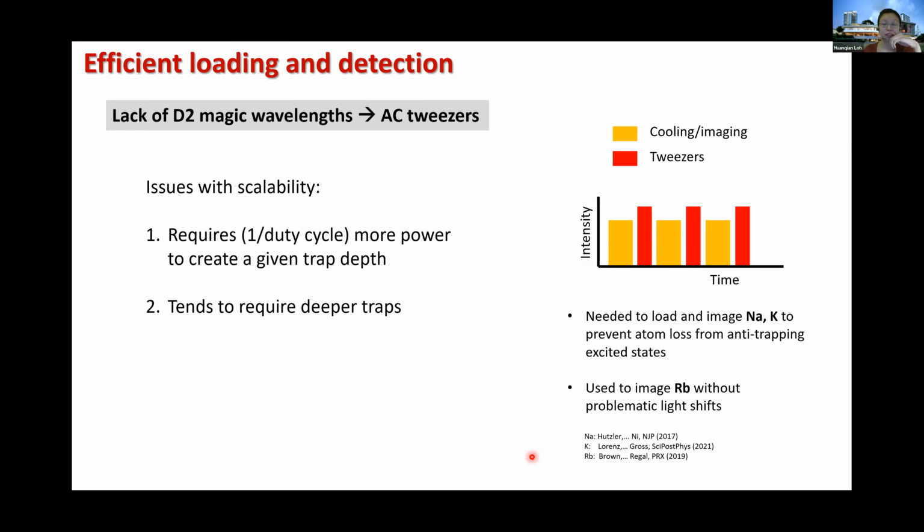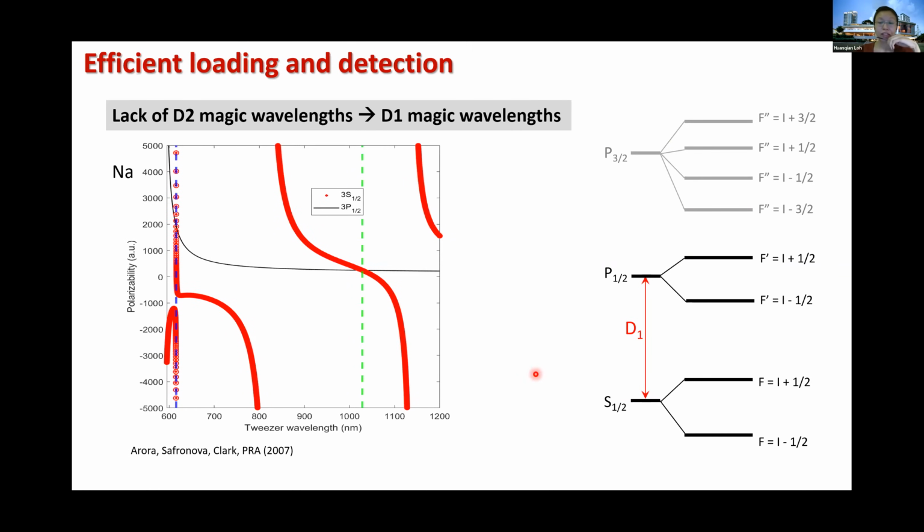So the AC tweezers present a nice solution to the lack of the D2 magic wavelengths, but there are some issues with scalability. So firstly, in order to create a given trap depth, you require more tweezer power. In fact, it's about 1 over the duty cycle, so roughly 3 times more tweezer power. And secondly, when you use AC tweezers on the D2 line, you actually tend to require deeper traps. So our solution to this approach is to actually forget about the D2, we go straight to the D1.